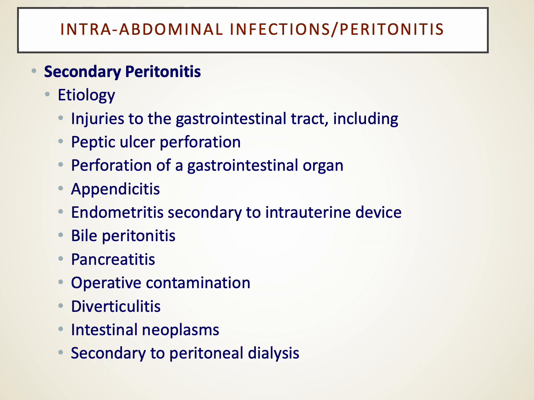For secondary peritonitis, we also look at other etiologies on board, particularly folks who have had an injury to the GI tract, gunshot wound, that kind of thing, peptic ulceration, or appendicitis, or pancreatitis, diverticulitis, or a neoplasm of some sort. We also worry about peritonitis risk for folks who've had peritoneal dialysis. This is probably one of the more common complications for folks who have peritoneal dialysis.